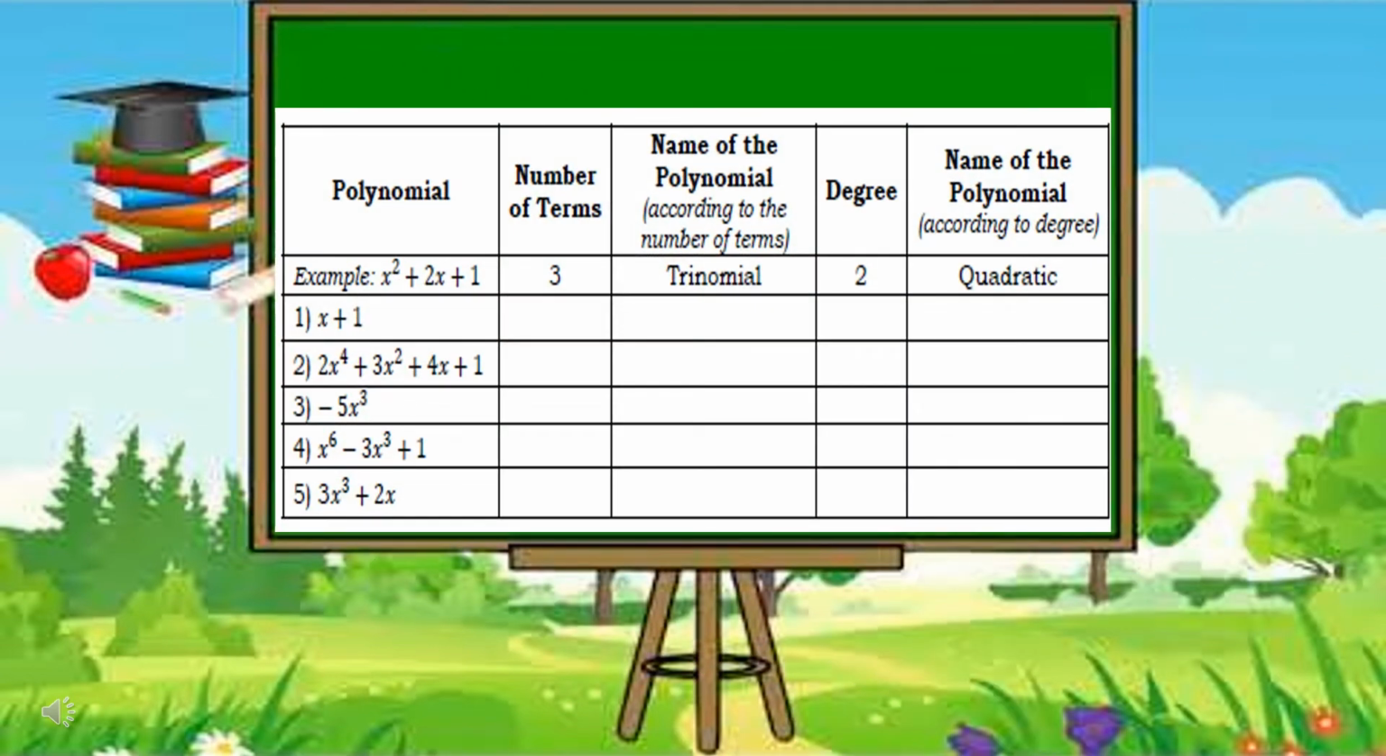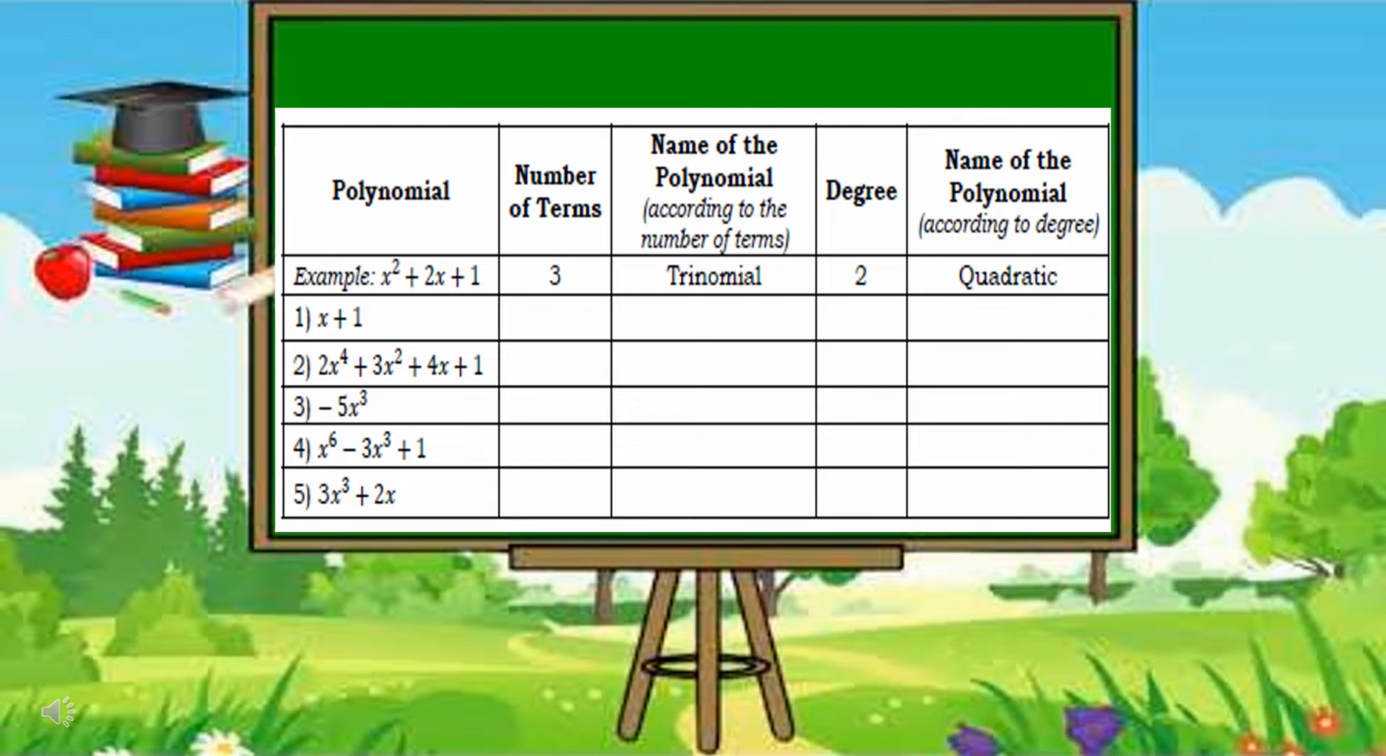Before we proceed to our lesson, I have here an activity. You're going to identify the number of terms, the name of the polynomial according to the number of terms, the degree, and the name of the polynomial according to degree. So we have here our example, x squared plus 2x plus 1.